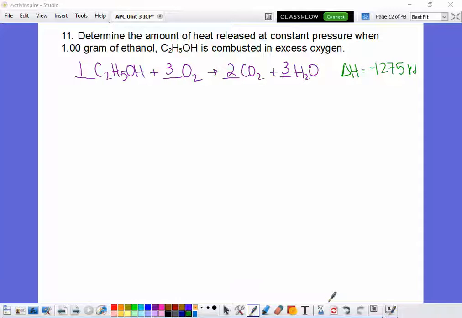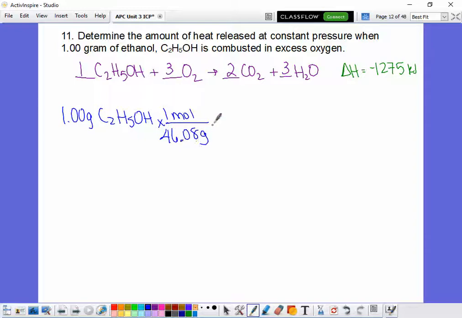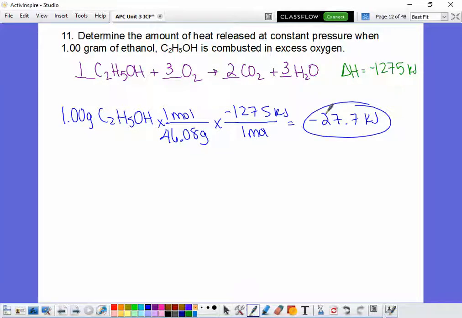All right, so I'm just going to quickly put the math up here since you've already done this. So we have 1 gram of ethanol. We're going to have to convert that to moles. The molar mass of ethanol is 46.08. And then we're going to multiply that by the enthalpy. And we should get negative 27.7 kilojoules. Cool?